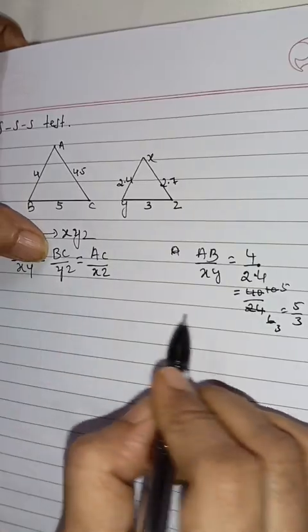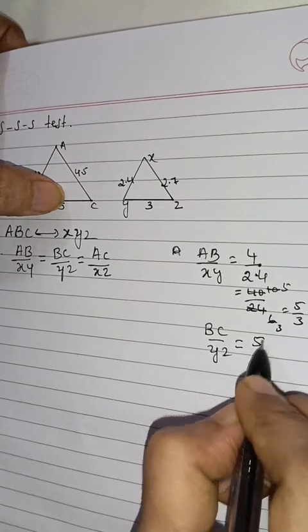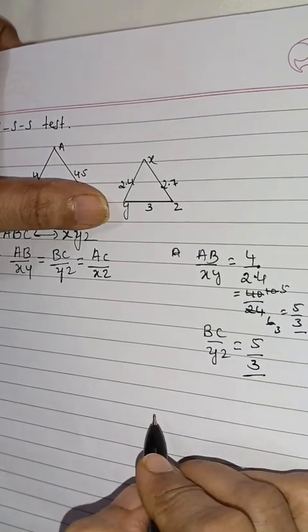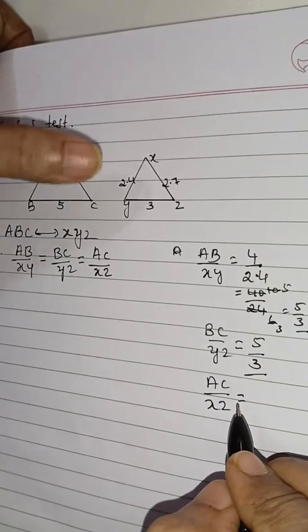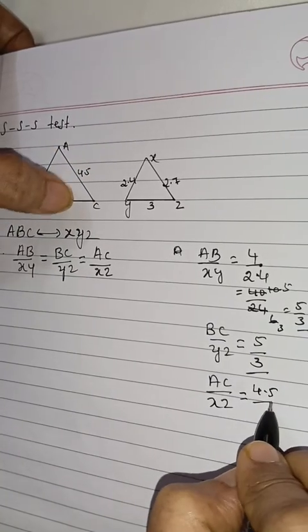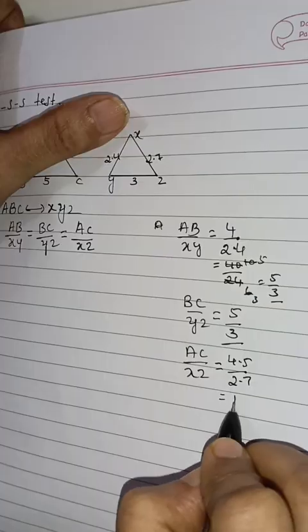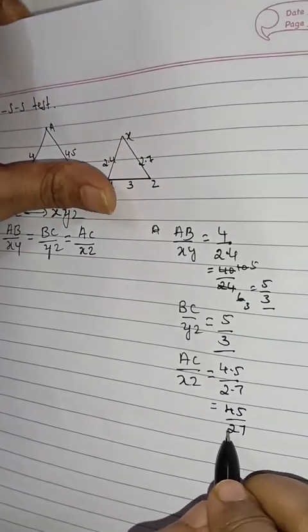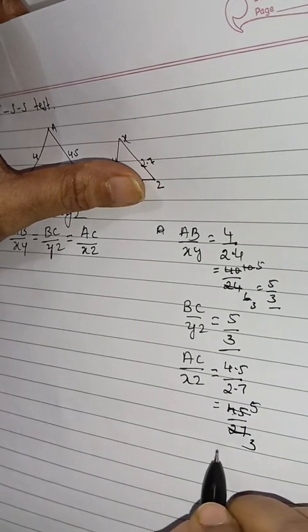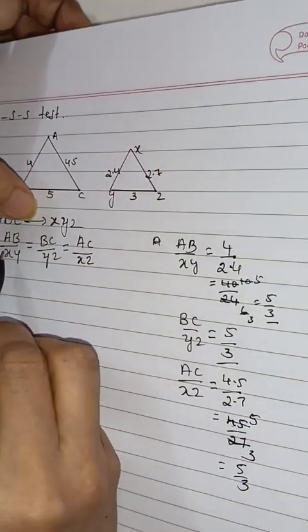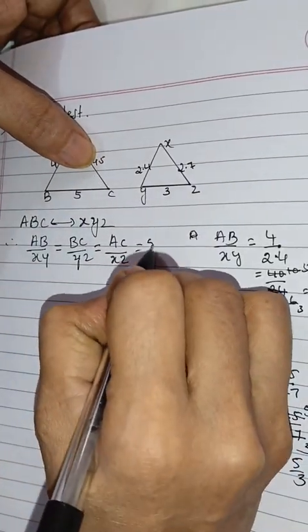AB by XY is 5 by 3, and BC by YZ: BC is 5, YZ is 3, so this is also 5 by 3. AC by XZ: AC is 4.5 and XZ is 2.7. Again it is decimal, multiply by 10 so that the decimal will go, so 45 by 27, so 5 by 3. Therefore AB by XY equal to BC by YZ equal to AC by XZ is 5 by 3.